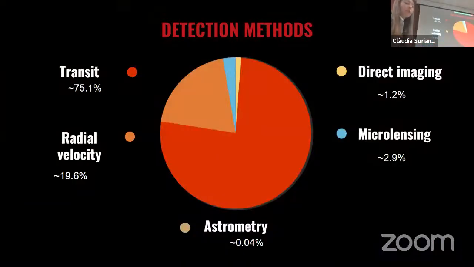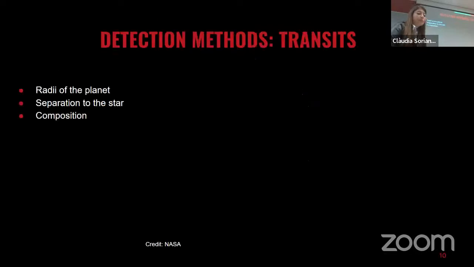So in this plot, you can observe more or less the percentage of use of each technique according to the number of exoplanets that have been discovered using different techniques. So for example, 75% of the exoplanets known so far have been detected by transit. Then we have radial velocity, direct imaging, microlensing, and astrometry. So I'm just going to talk about transits and radial velocity.